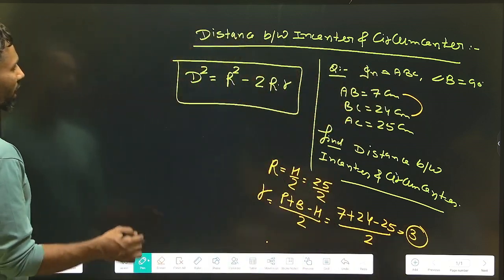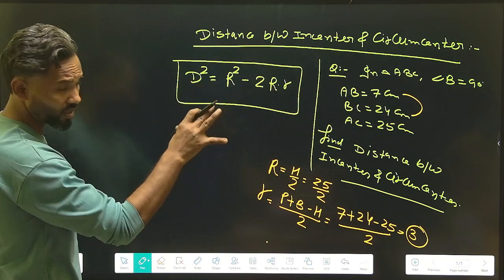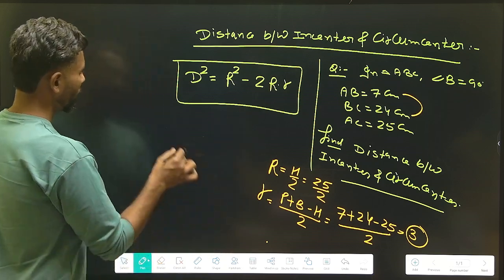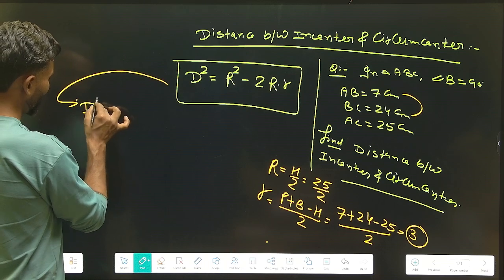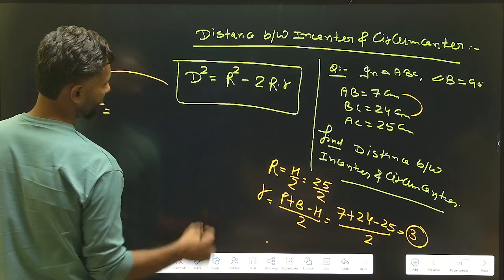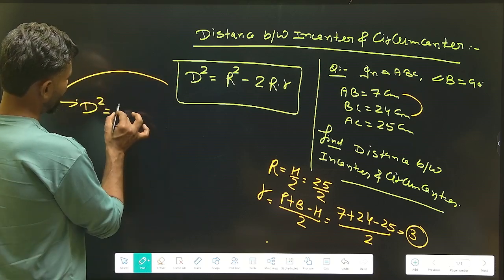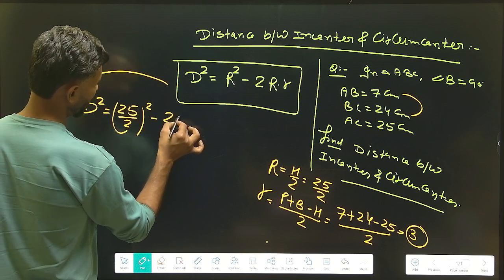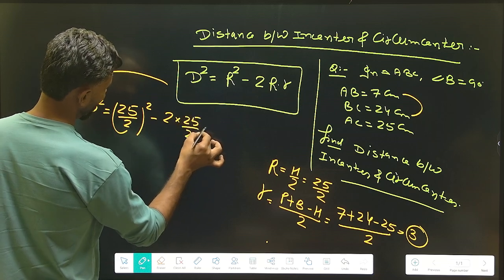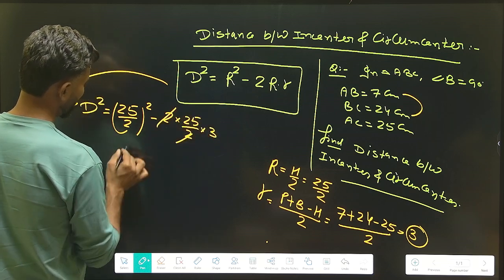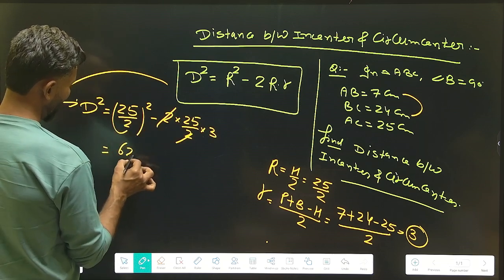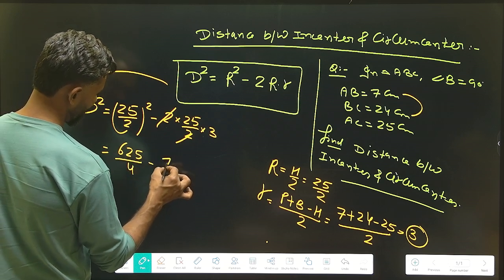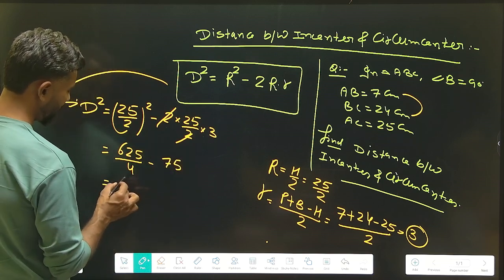Now we have to calculate the distance between the circumcenter and the incenter. We are going to place the values of circumradius and inradius in this formula. So we can say, students, d square will be equal to R square minus 2Rr. So I can say (25 upon 2) square minus 2 into 25 upon 2 into 3. The 2 cancels, so it is 625 upon 4 minus 75.